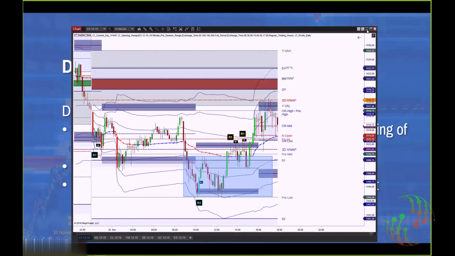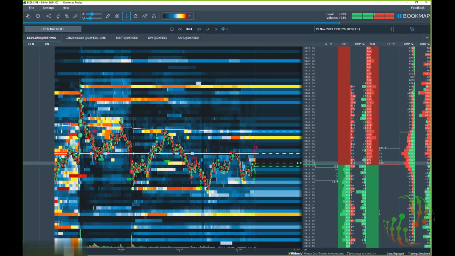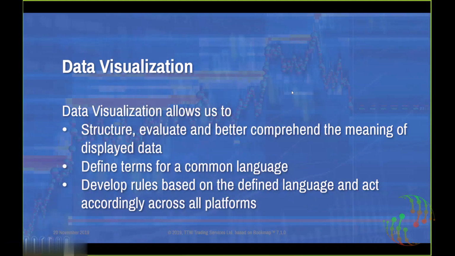But when we are looking into the depth of the market, at the limit order book, and when you want to understand these sweeps, which are great trading opportunities, then we have changed our equipment, software, and also the data delivery equipment. So now, when we have everything in place, we can structure, evaluate, and better comprehend the meaning of displayed data. We can form a common language, like we are doing here this week. And now, when we as a team understand this language, when we are discussing liquidity, absorption, exhaustion, and so on, then we can discuss on the same level.